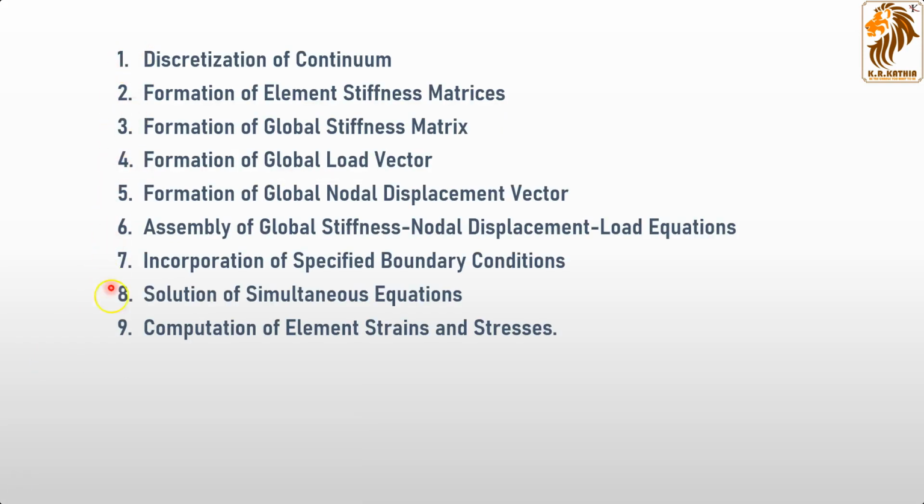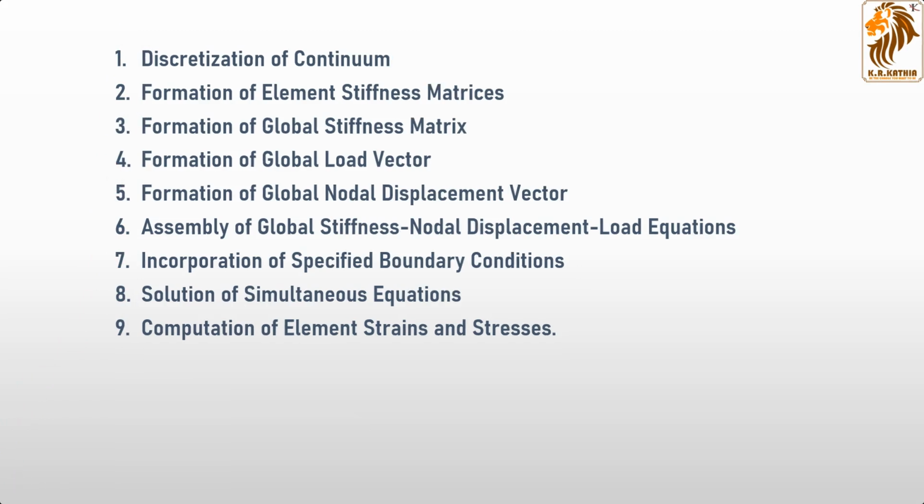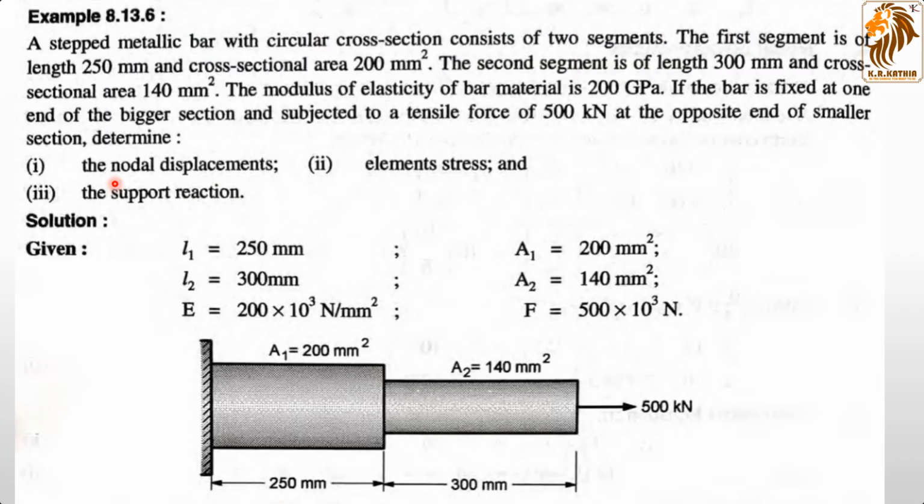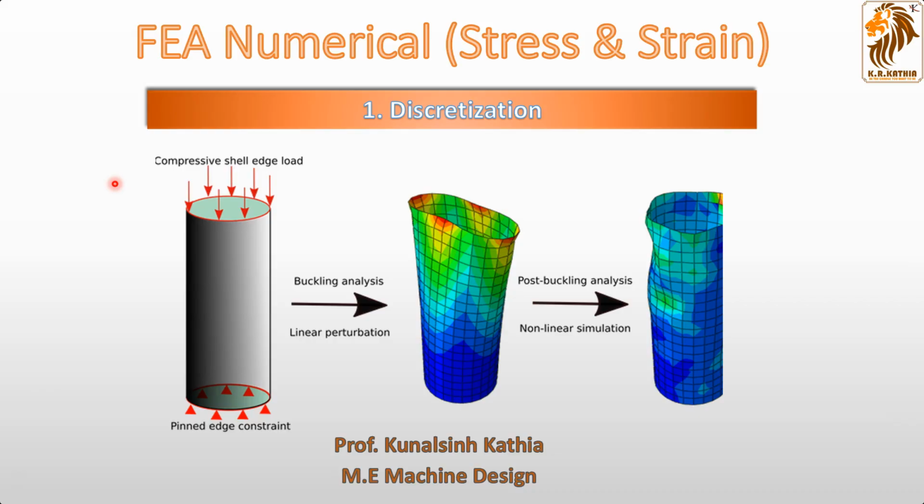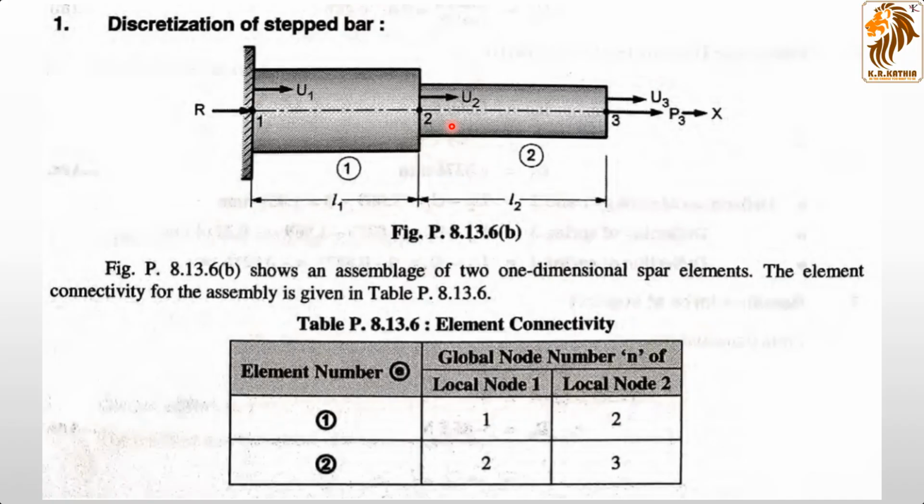For the summary, there are 9 steps we have followed here. The first step was discretization: understanding the problem clearly, then discretizing the continuum. For discretization we divided this part into 2 elements, element number 1 and element number 2, nodes 1, 2 and 3, displacements u1, u2 and u3. The last load is called P3, which is 500 Newton. R is called the reaction, and we made this element node connectivity table.